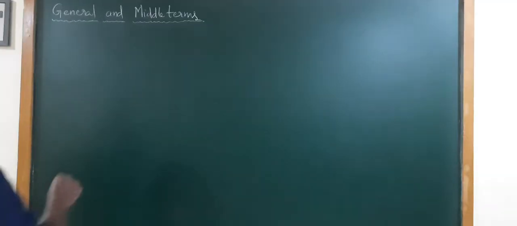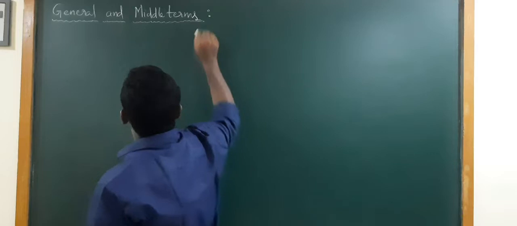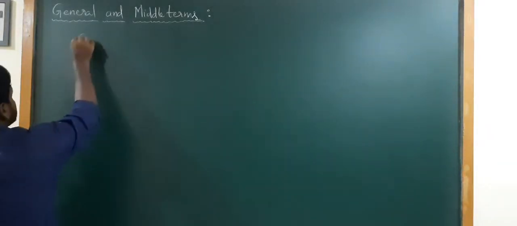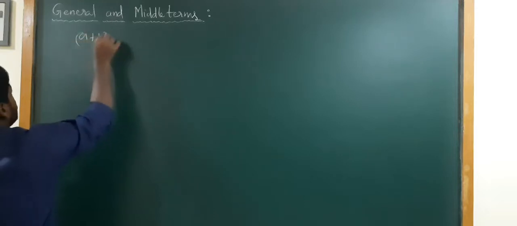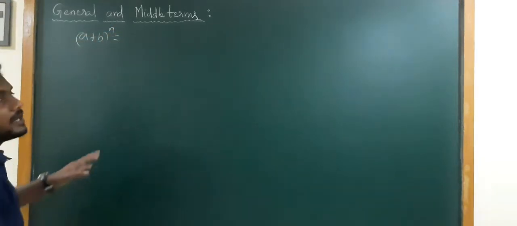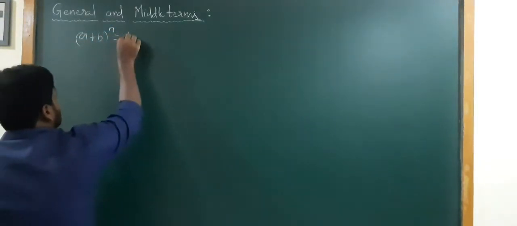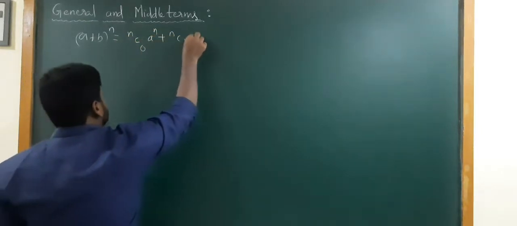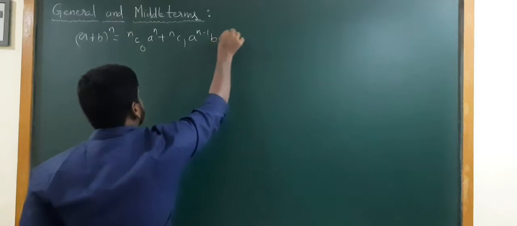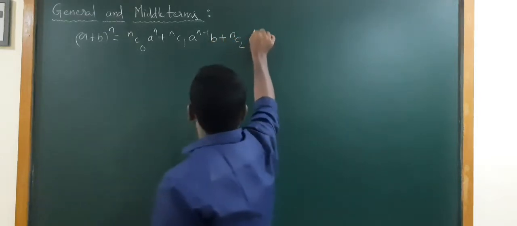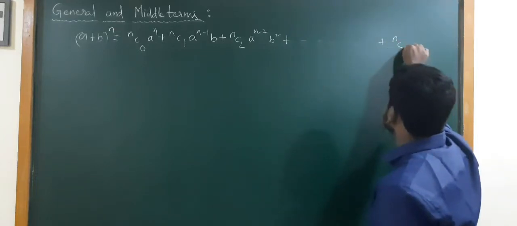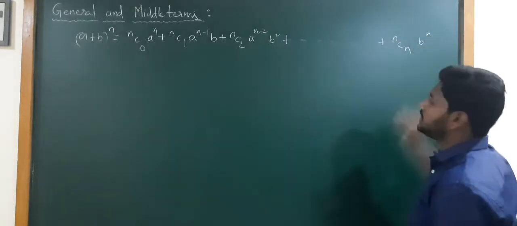Now we will discuss general and middle terms of the binomial expansion. See, we all know the binomial expansion. For example, (a plus b) whole to the power of n. How we will expand by using binomial expansion is nC0 a to the power of n plus nC1 a to the power n minus 1 into b plus nC2 a to the power of n minus 2 into b square plus so on up to the last term nCn b to the power n.